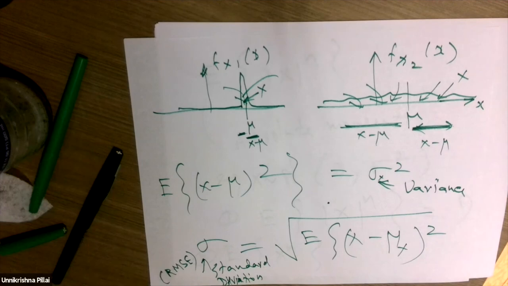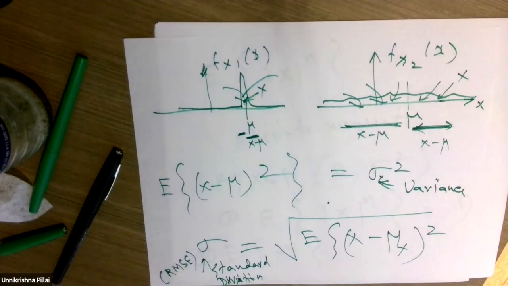Mm-hmm. So the question is, when you cube it. When you cube the expectation, I mean, the expectation of x raised to 3, what does that mean? That's what I'm going to tell you. Suppose two random variables have the same mean and same variance. Mean is the first order average value. Variance is the second order average value. Then you can say, let me compute the third order moment.